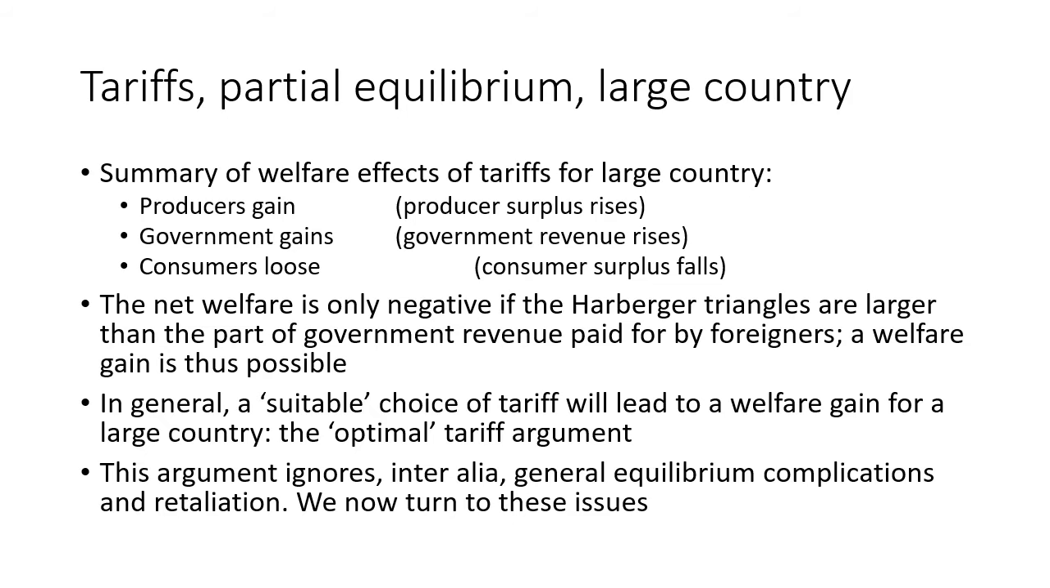So there are certain things that you need to always discuss when you discuss this model. You must discuss it from a producer perspective, a government perspective, and a consumer perspective. Then you need to sum up everything and talk about a welfare gain or welfare loss. Now, we knew that the Harberger triangles, weighed up against the new revenue the government gets, can determine whether there is a net welfare gain or net welfare loss.